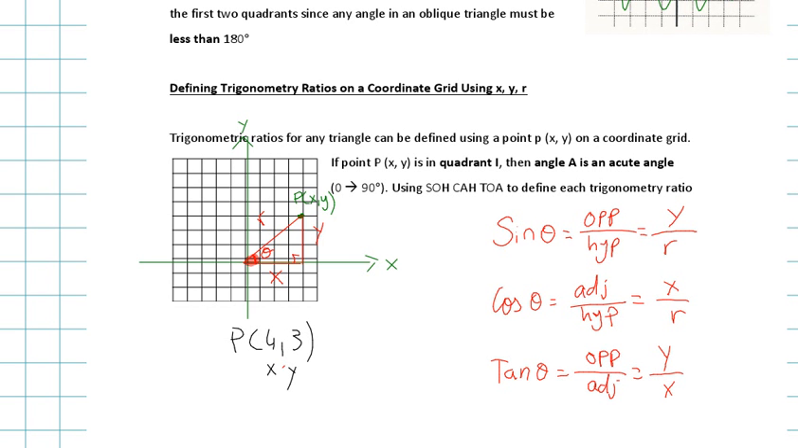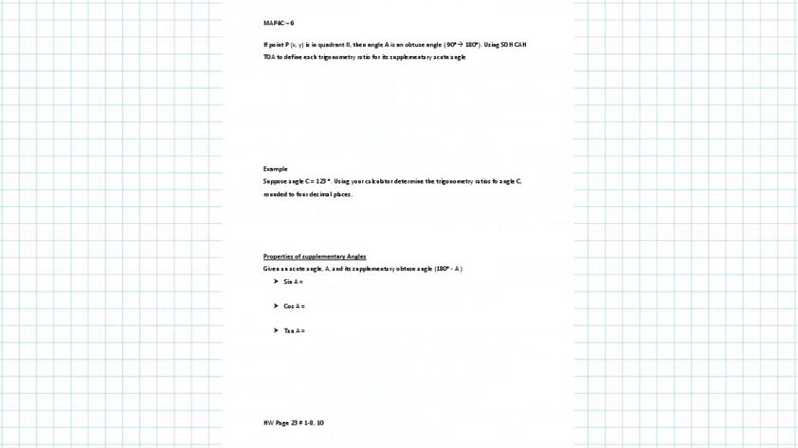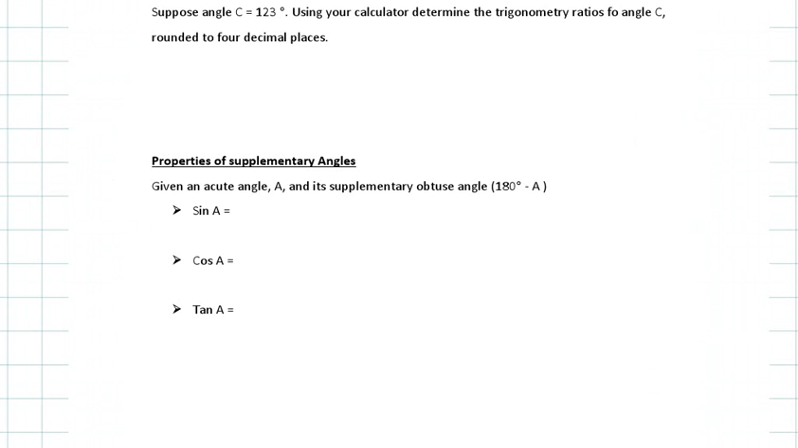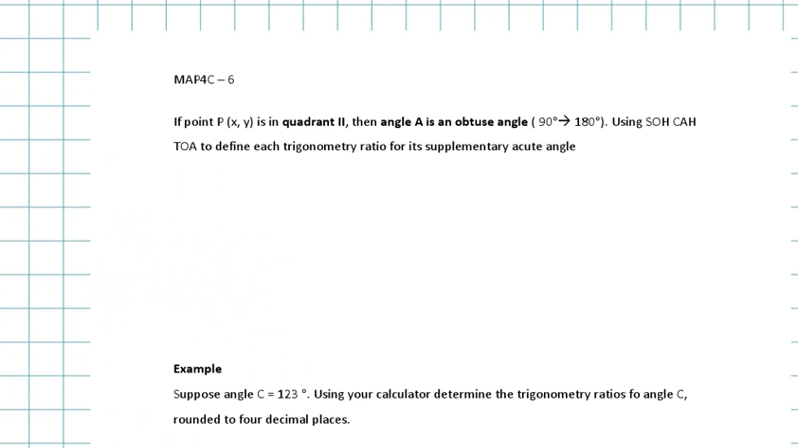Let's look at what happens if it is in the second quadrant. If point P is in quadrant 2, then angle A is an obtuse angle. Using SOHCAHTOA to define each trig ratio for its supplementary acute angle.